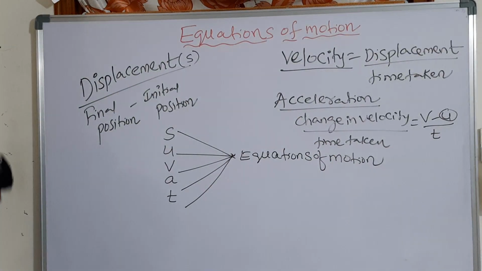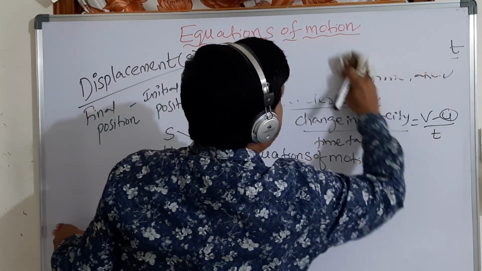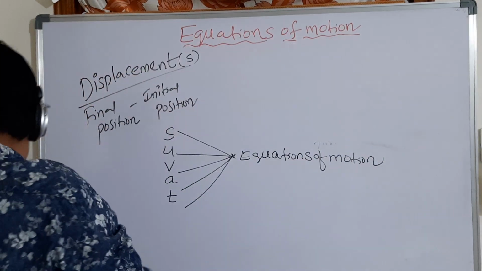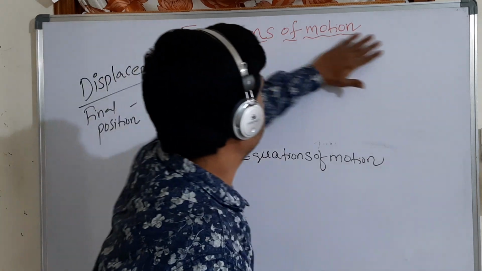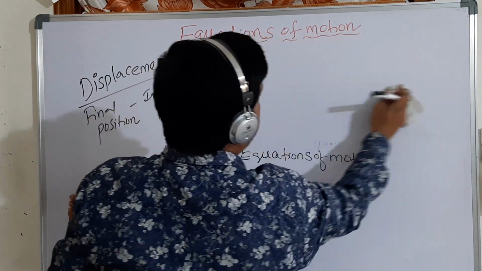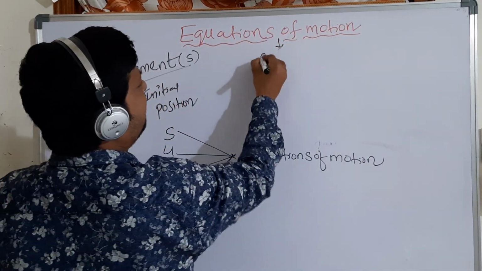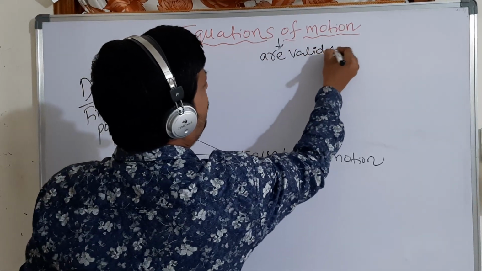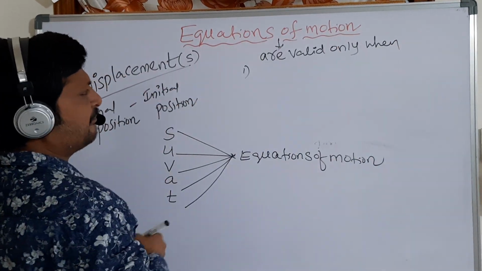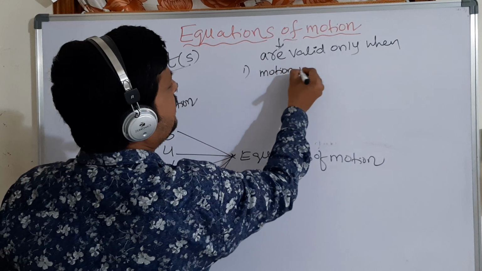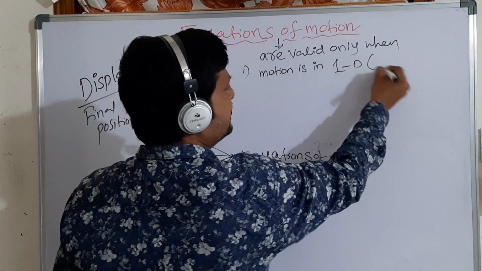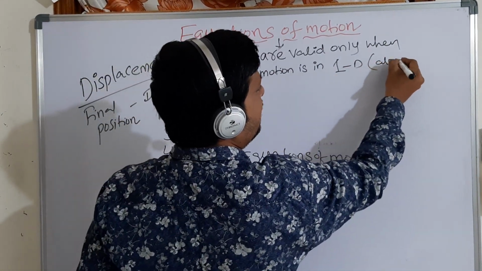Right, now these equations of motion are valid only under certain conditions, which are very, very important. First, when motion is one dimensional. One dimensional means the body moves along a straight line.